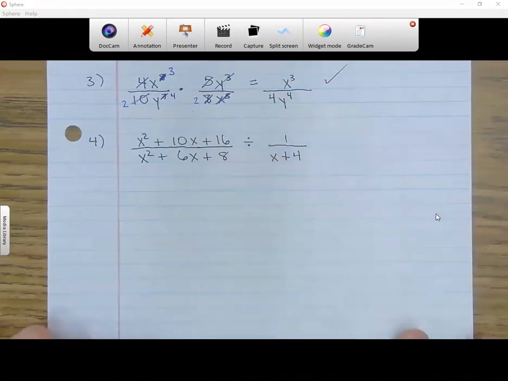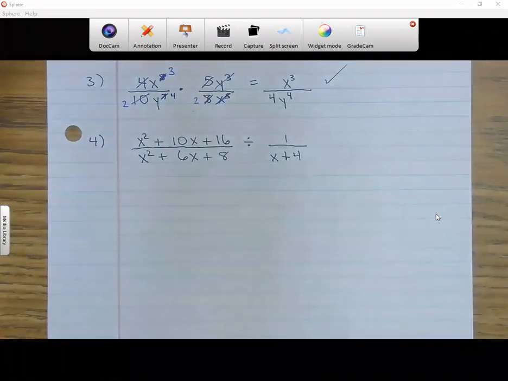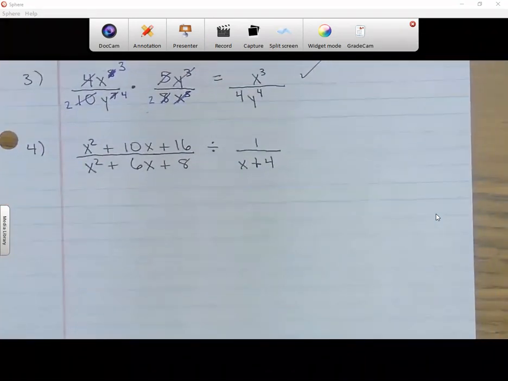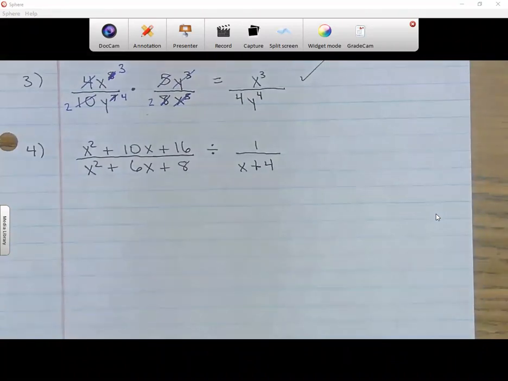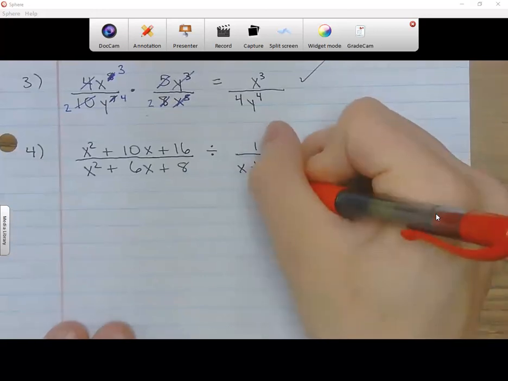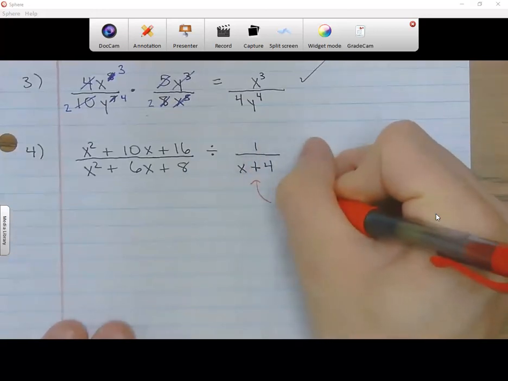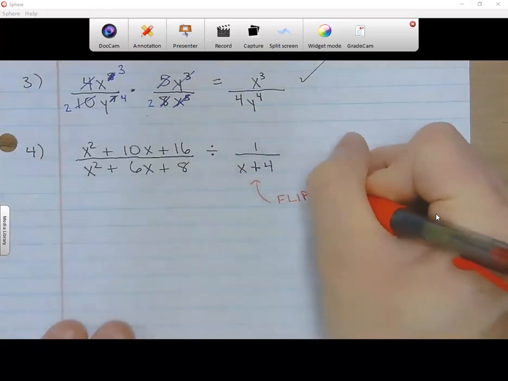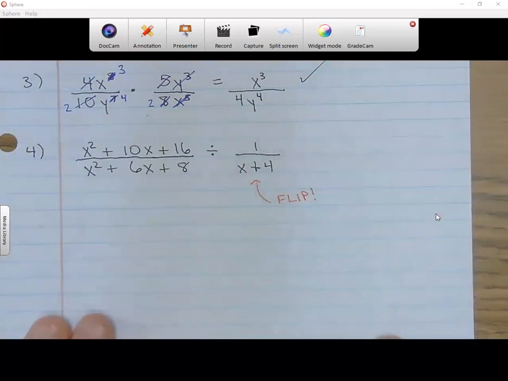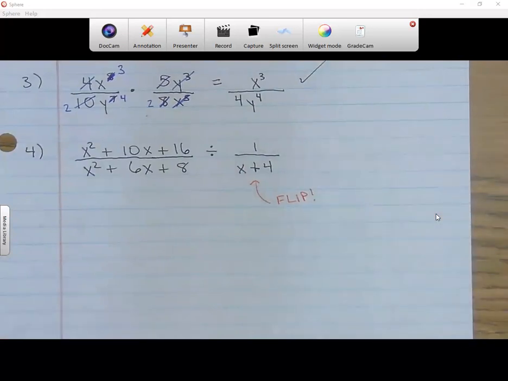Okay, let me go ahead and zoom in on this. Okay, so remember when we were talking about dividing fractions, we said that we had to flip the second fraction? That's what we're going to be doing. So let me write flip. Because this is the one that I want to flip over, right? I'm always flipping the second fraction, and it's always going to be the second fraction that I flip.